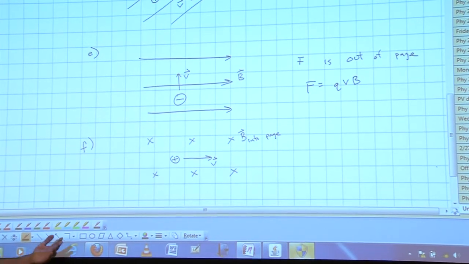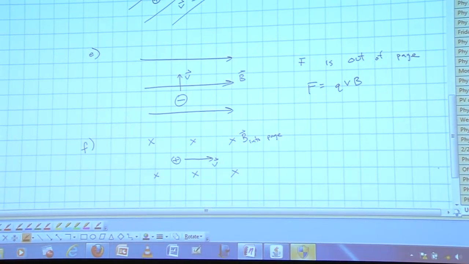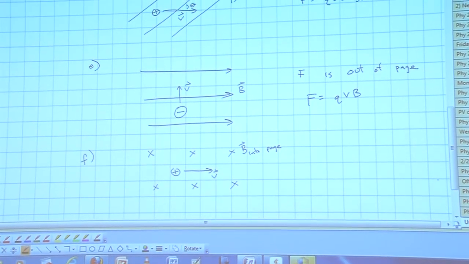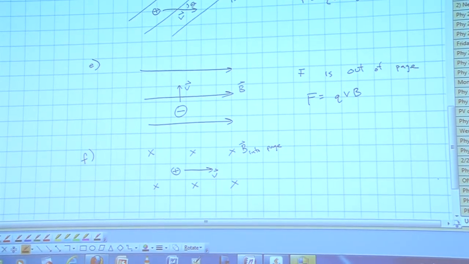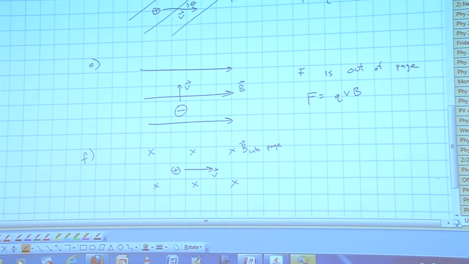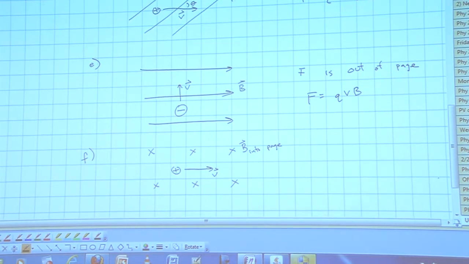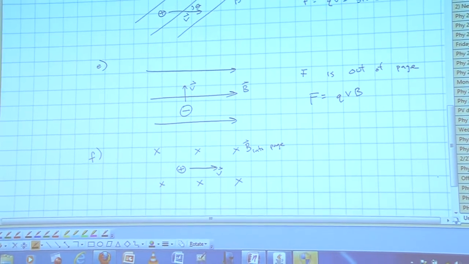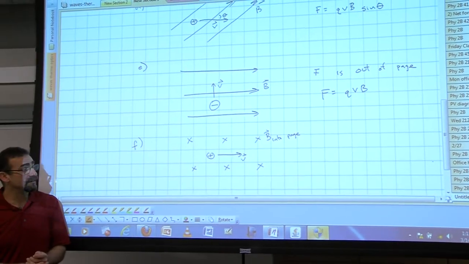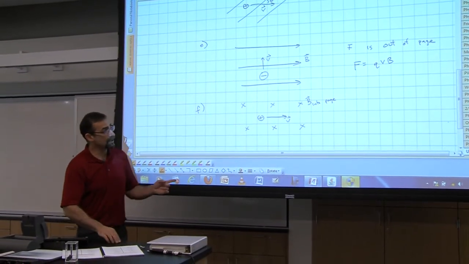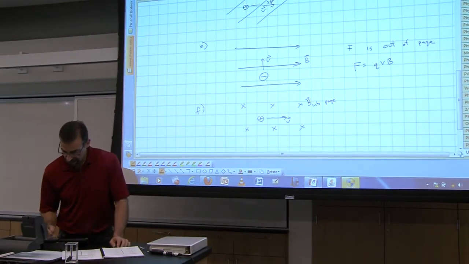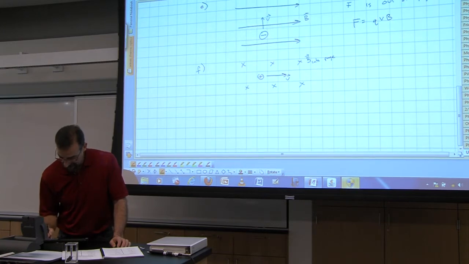Okay, so you're getting the idea here that we're now dealing with 3 dimensions a lot. We're forced into that because V and B are going to lie in one plane, and the force is perpendicular to that plane, so we have to deal with 3 dimensions. So we need a way of differentiating into the page, out of the page, and what we use are dots and X's.